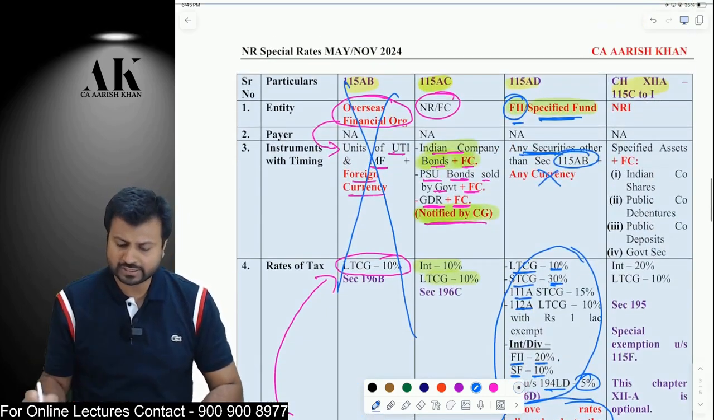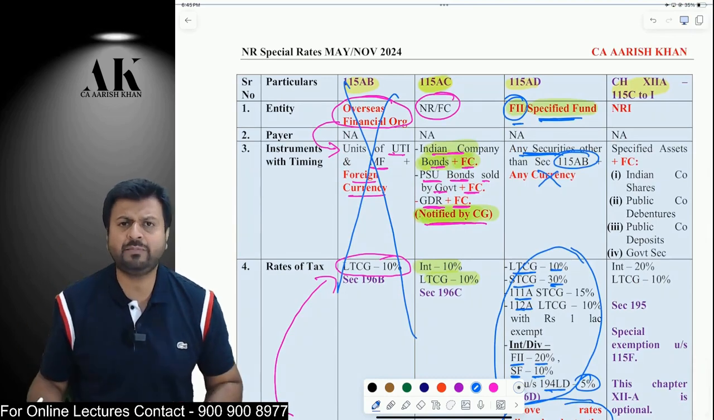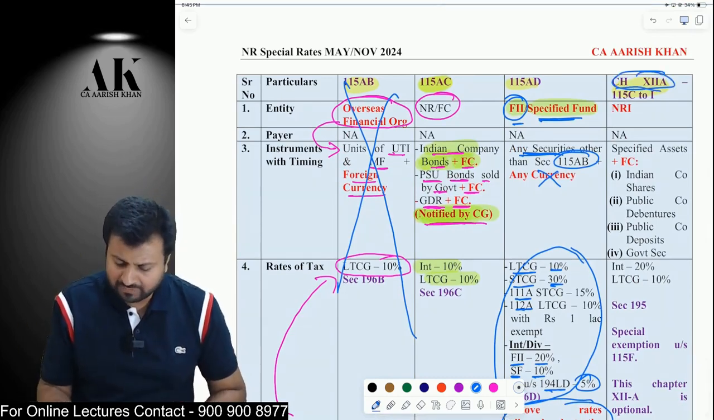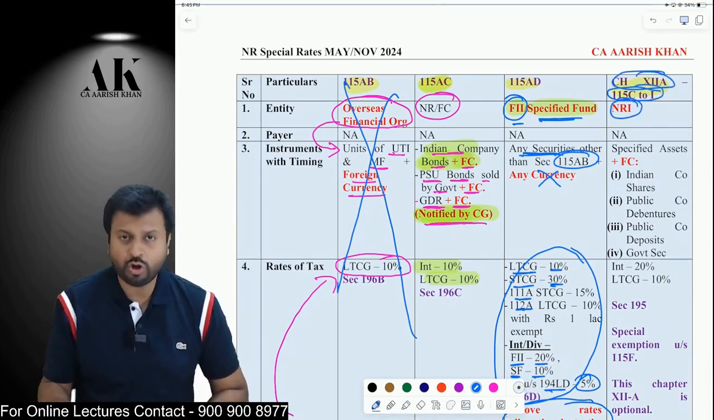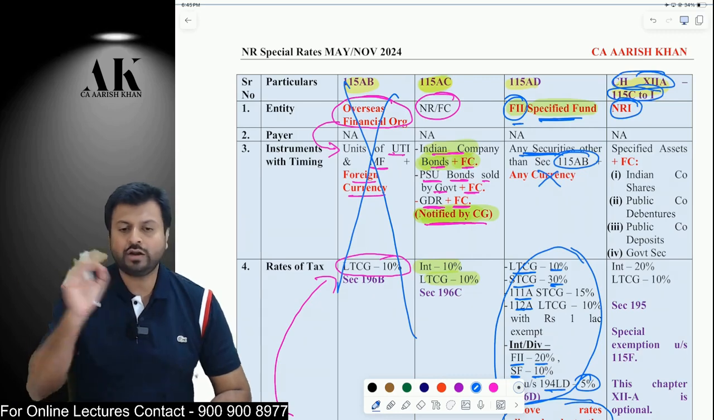Now one last section over here which is very important, which is chapter 12A, 115C2I, which is applicable to non-resident Indians only. Not applicable to everyone.